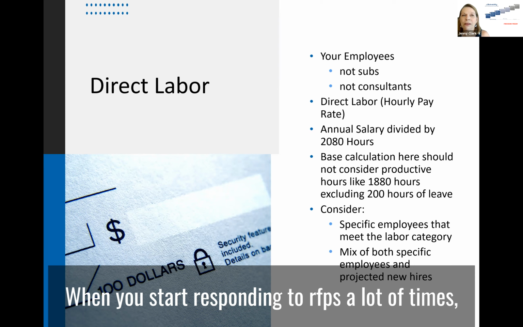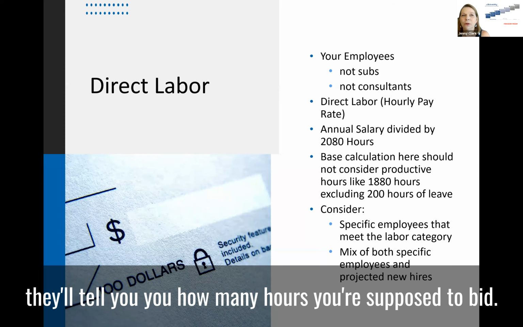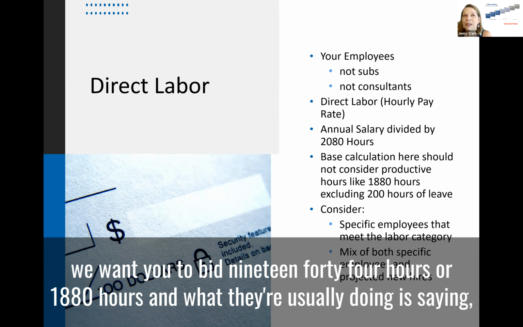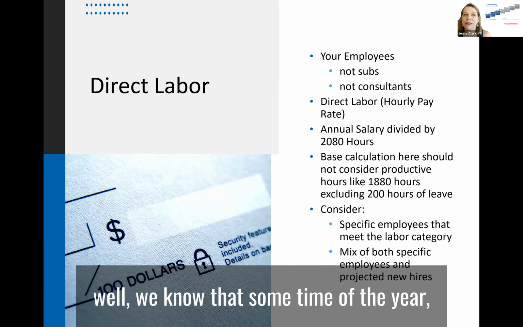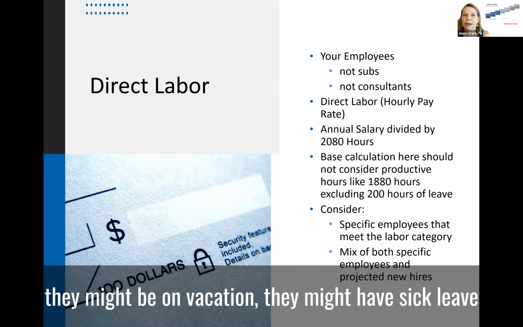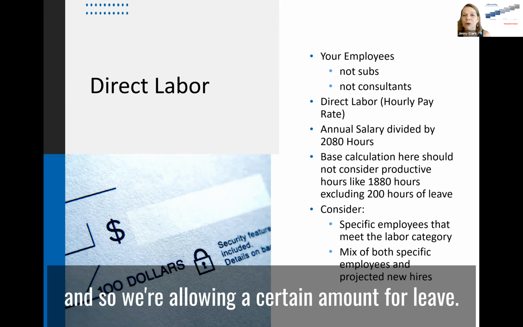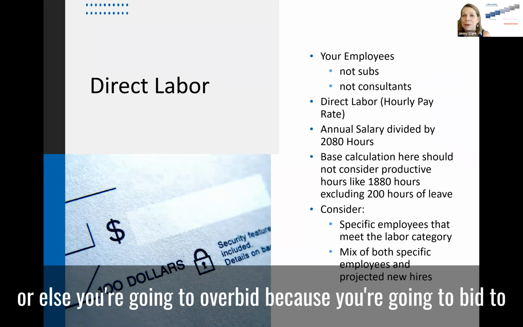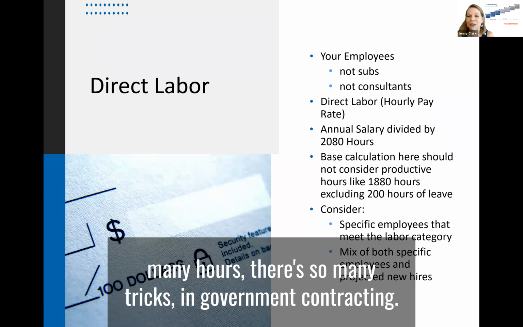When you start responding to RFPs, a lot of times they'll tell you how many hours you're supposed to bid. Inside the request for proposal, it'll say, we want you to bid 1,944 hours or 1,880 hours. And what they're usually saying is, we know that some of the year your employees will be on holiday pay, or on vacation, or they might have sick leave. And so we're allowing a certain amount for leave. You've got to be consistent in how you bid it, or else you're going to overbid because you're going to bid too many hours.